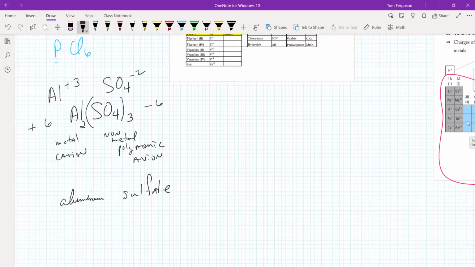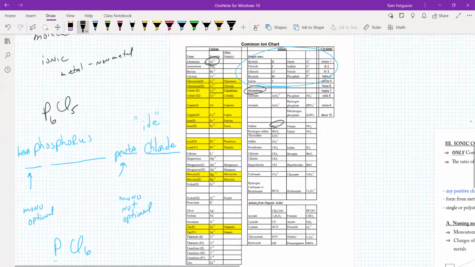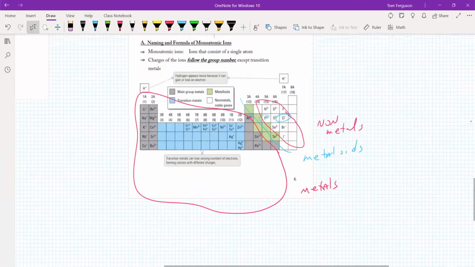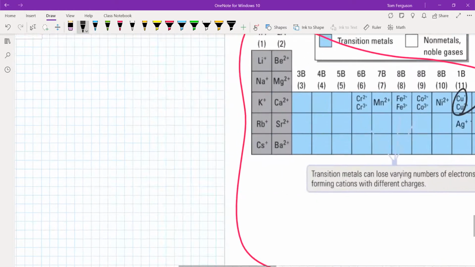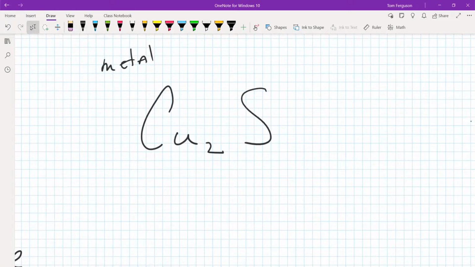Okay, what is the name of that? Well, we have copper and we have sulfur. First of all, copper is metal. Let's see, where is our periodic table? It is over here. So here we have copper, and here we have sulfur. Well, sulfur is non-metal. Okay, and metals form cations. Non-metals form anions.